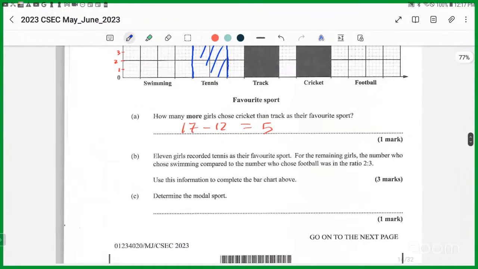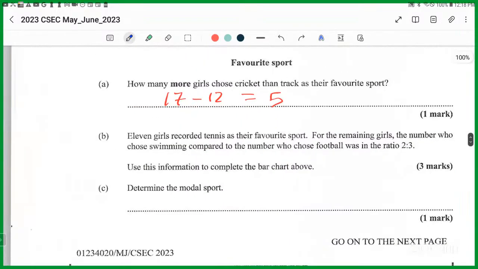All right, what is it? It says for the remaining girls, the number who chose swimming compared to those who chose football is in the ratio 2 to 3. So for the remaining girls, the number of girls who chose swimming, let's put S under the 2, and the number who chose football is in the ratio 2 to 3. I'm just pulling out the information from the reading. I don't like when my information in math is tied up in words. So I'm pulling it out: 2 to 3, and that's of the total remaining.